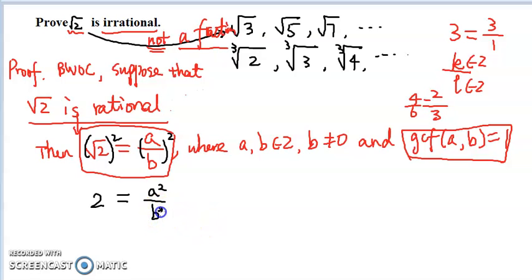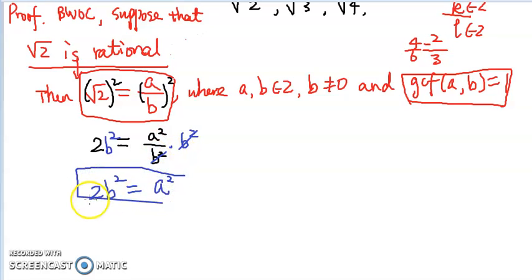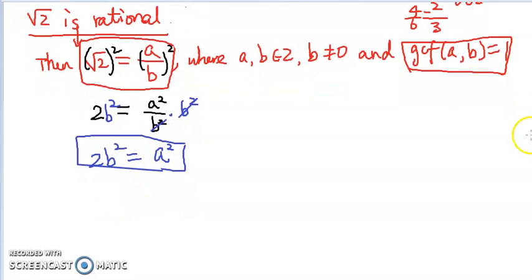And next we can continue to get rid of fractions, again, because it's easier to discuss whole numbers and integers. So we're going to multiply b squared to both sides. We get 2b squared on the left, and this b squared cancels that b squared, and we have a squared. So this is the expression we have here, and a and b are both integers. We can look at this equation to try to find a contradiction.